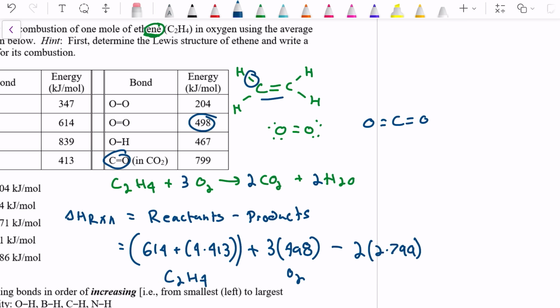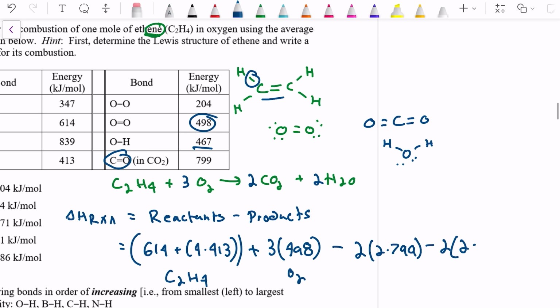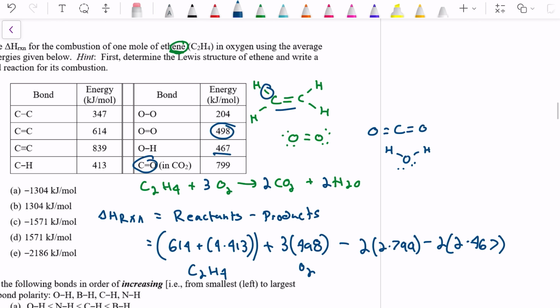Okay, and then we have 2 H2O, which looks something like this. So in H2O, we have 2 OH bonds, which are 467. That's a horrible 7. Okay. So that should be our equation. Let's plug this into the calculator.